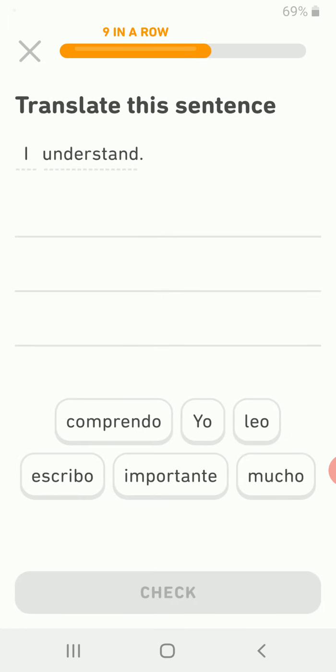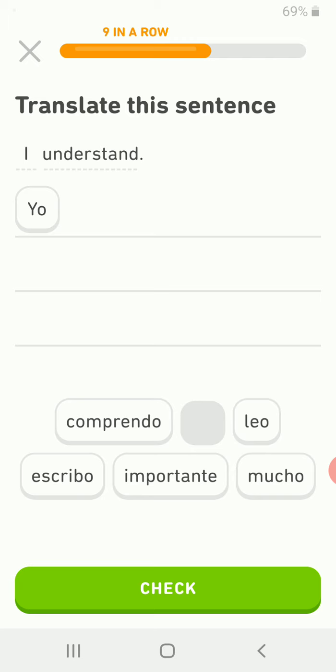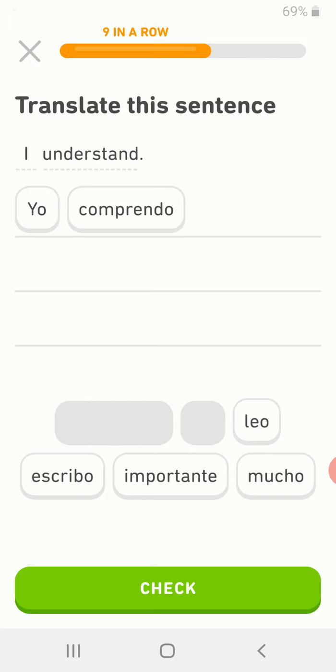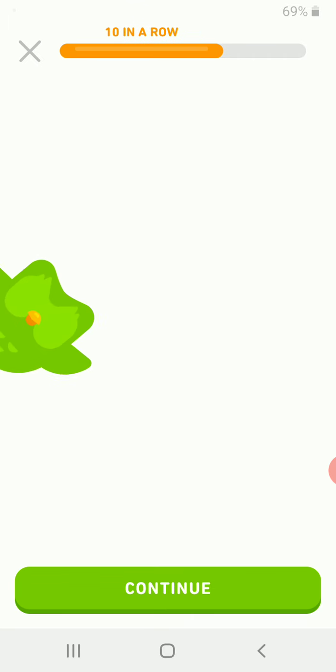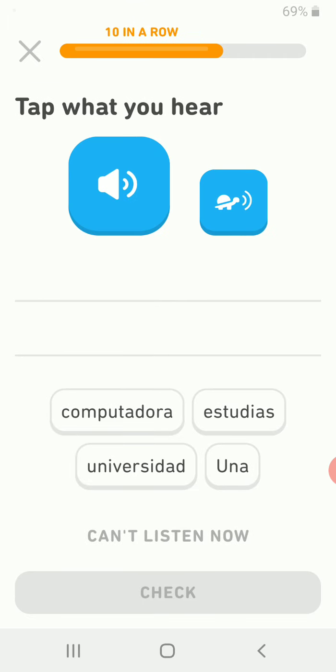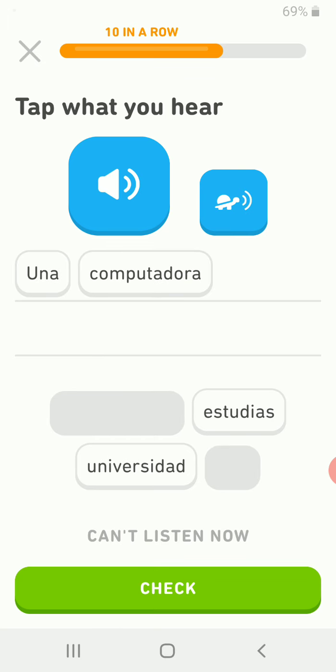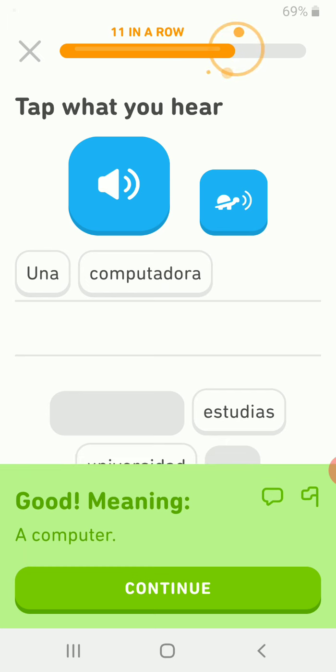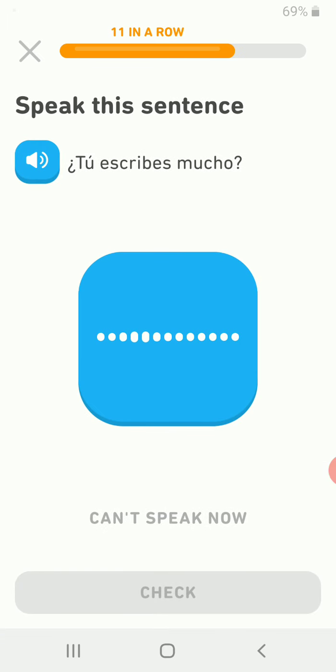Okay. I understand. Yo entiendo o comprendo. It's not comprehendo, this is a mistake. I tend to make this mistake, unfortunately. But yo comprendo. Okay, let's move. Una computadora. Computadora means computer.